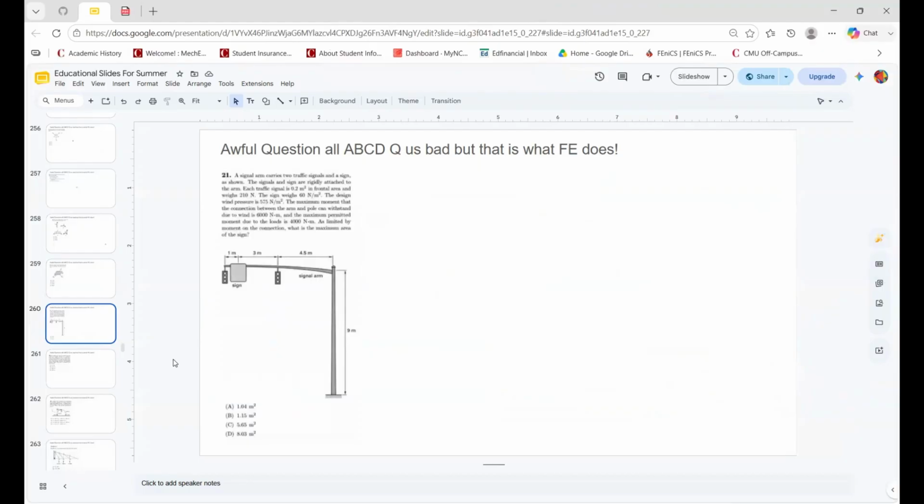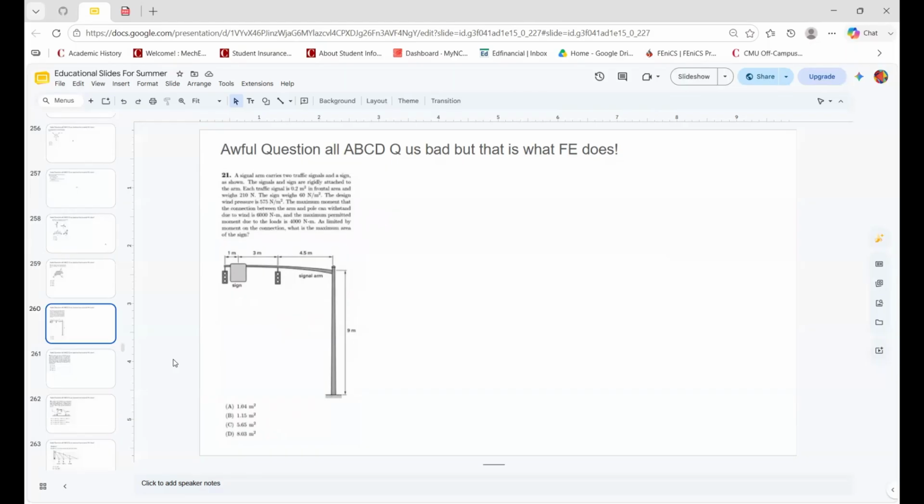A signal arm carries two traffic signals and a sign that shows below, rigidly attached to the arm. Each traffic light has 0.2 in frontal area and weight of 60. The design wind pressure. The maximum moment. What's the maximum area of the sign? All right, that is an interesting question, I must admit. I think this is probably the hardest question in the... no, definitely not. But it is definitely the most intriguing question.